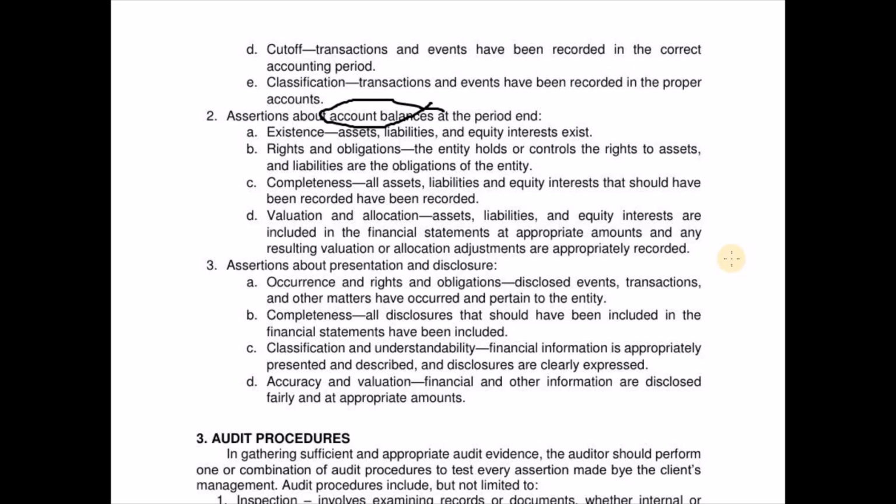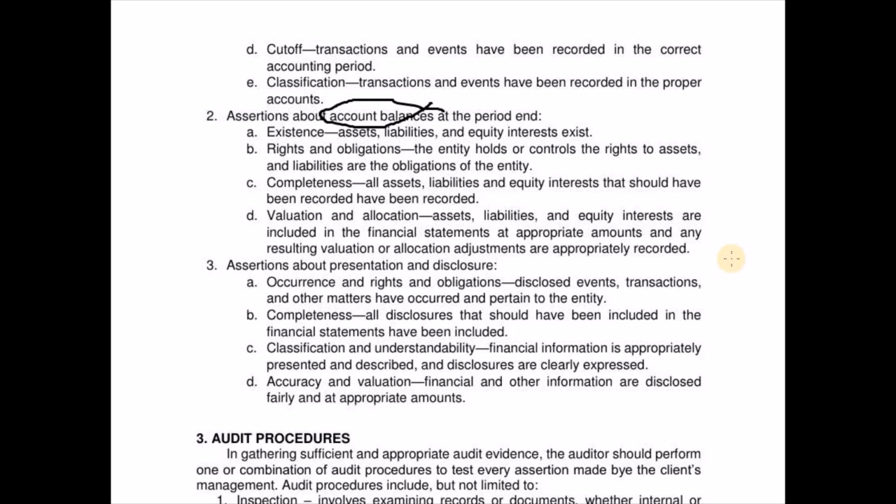Then third class sa assertions is about presentation and disclosure. So first, occurrence and rights and obligations. Disclosed events, transactions, and other matters have occurred and pertain to the entity. So, ang kani po ni assertion is about disclosure ni clients ayang FS about certain events, transactions na nag-occur jud sa entity. So, kintahay within the year kay naay mga related party transaction. Dapat si auditor i-validate to niya kung nahitabo jud ba to na transaction sa company ing ana. Kung naa jud by right ang company as to the kung unsa man tong related party na transaction nila, kung receivable ba or payable, ana.